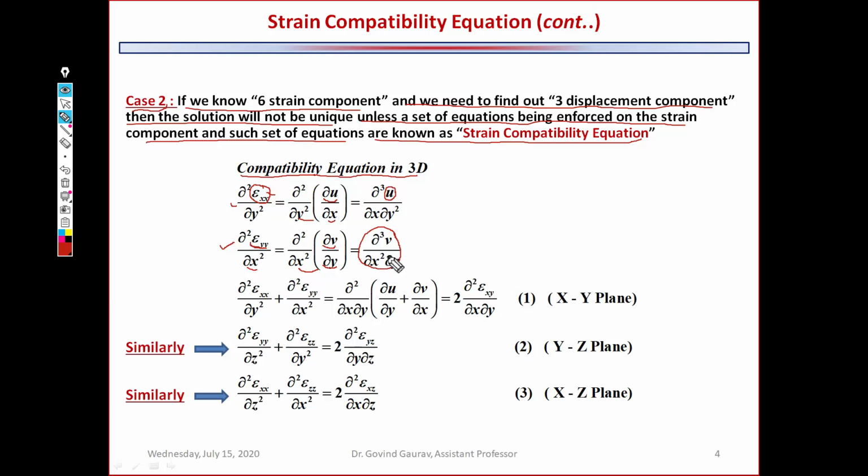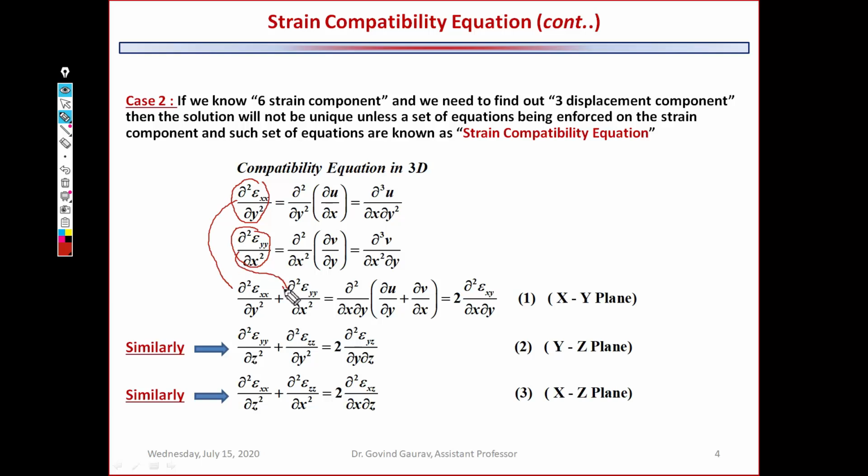If we differentiate it, we will get the following equation, which is del cubed v by del x square del y. So if we add these two equations on the left-hand side, this equation and this equation shown here, then finally we arrive at the following equation. Rearranging these terms, this term is the shearing strain acting on the xy plane. So we can conclude that this can be replaced by epsilon naught xy.